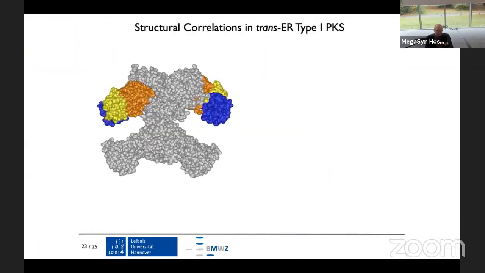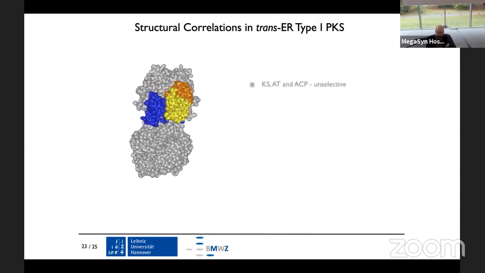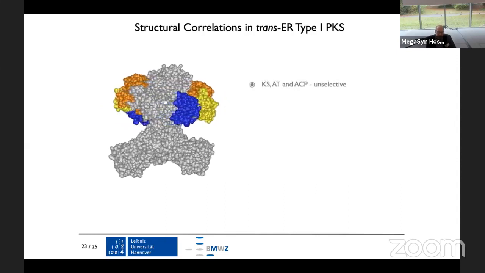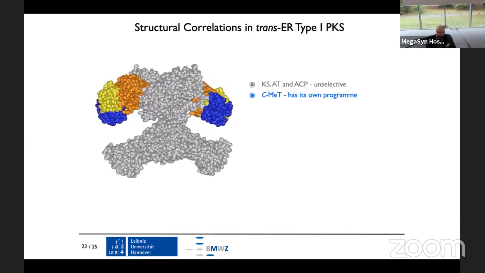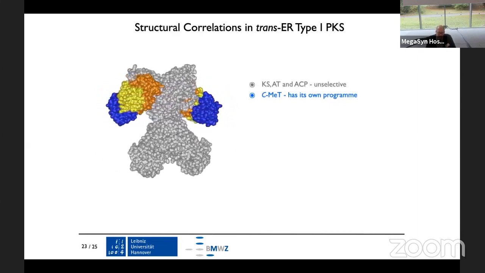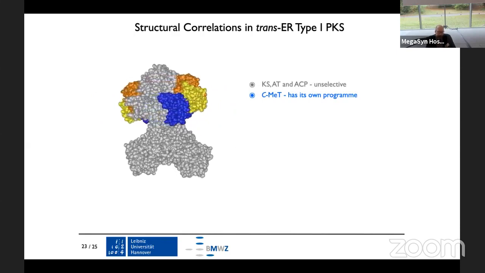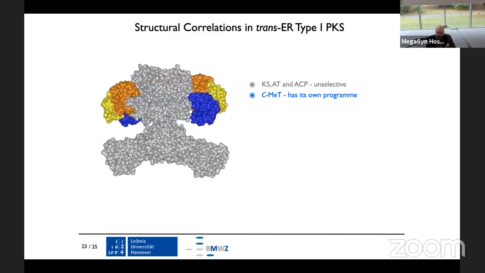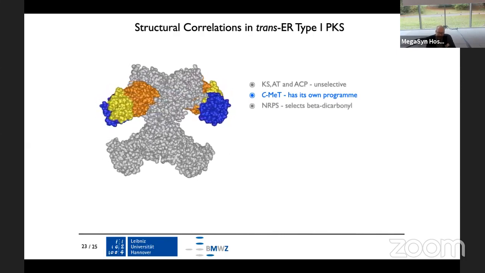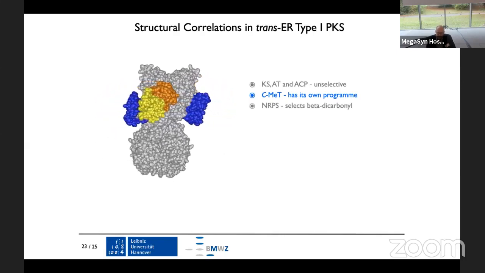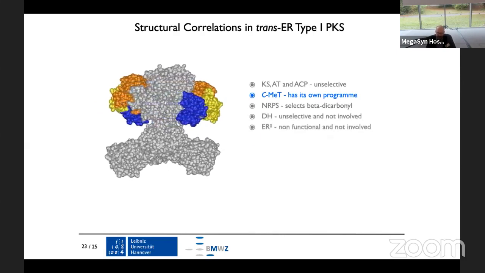All right, let me sum up a little bit about what we've seen then. This is just a model of the vertebrate fats. And we know that KS, AT, and ACP, we can swap these, they're unselected, they're not involved. Methyltransferase, of course, is involved in programming, it has its own program, but it's not an intrinsic property. It's not through mutations in the active site, it's some kind of extrinsic function, which we don't yet understand. The NRPS, again, we can swap that, it doesn't change the selectivity or the programming. The dehydratase doesn't seem to be involved in the programming, nor is the broken enol reductase.